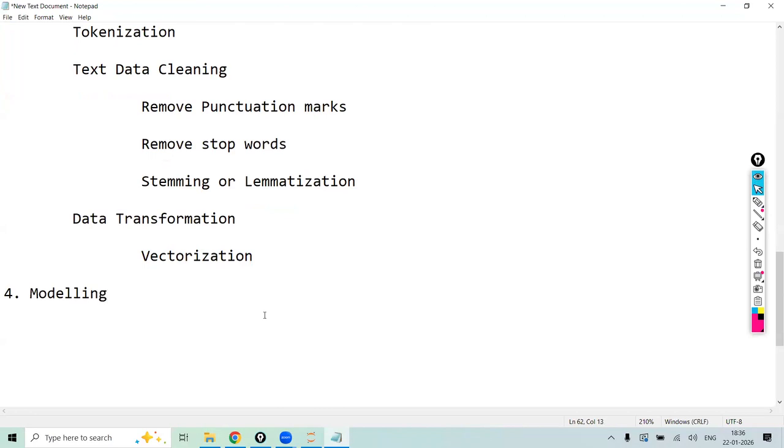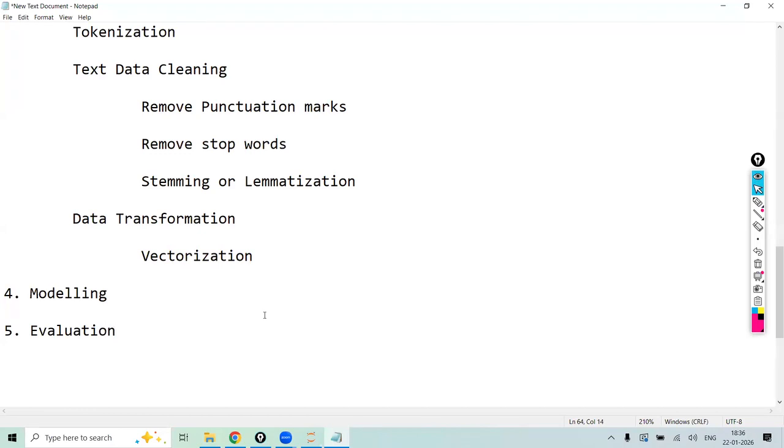To apply the model, as we know, we have to do the train test split and fit on X train, Y train. Similarly, model.predict on X test, and we are going to do the evaluation. So modeling plus evaluation.